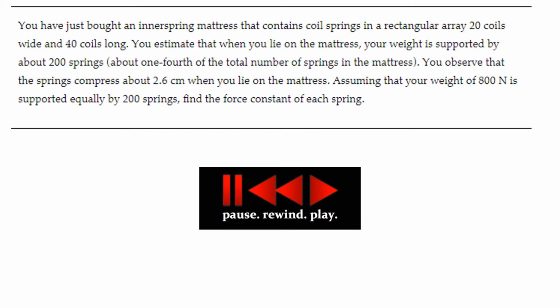Let's have you do another problem. You've just bought an inner spring mattress that contains coil springs in a rectangular lay, 20 coils wide and 40 coils long. You estimate that when you lie on the mattress, your weight is supported by about 200 springs, and that's about 1/4 of the total number of springs in the mattress. You observe that the springs compress about 2.6 centimeters when you lie on the mattress. Assuming that your weight, 800 newtons, is supported equally by 200 springs, find the force constant of each spring. We're assuming the springs are identical.